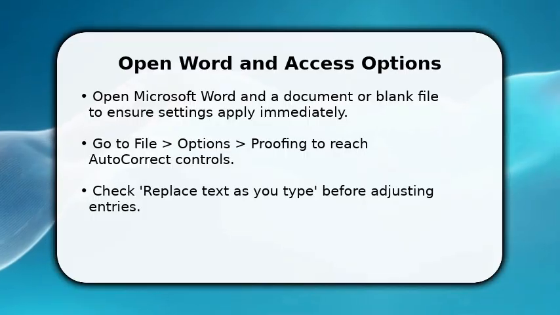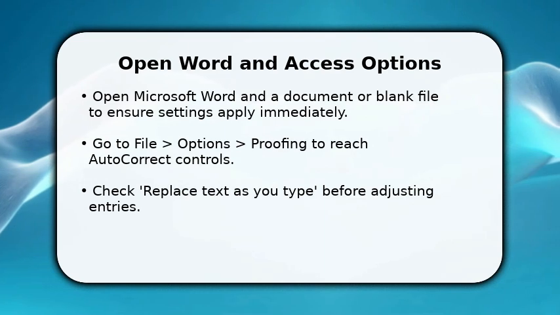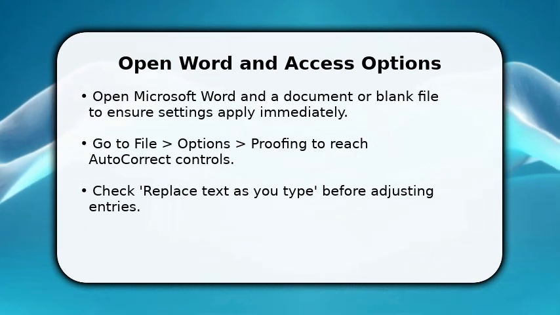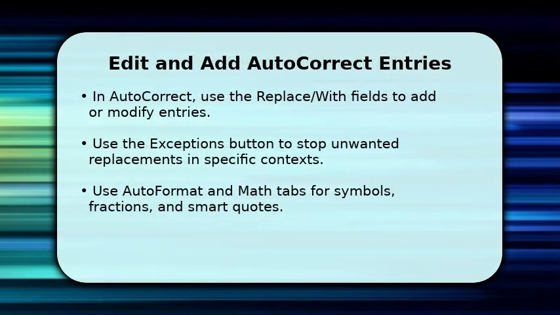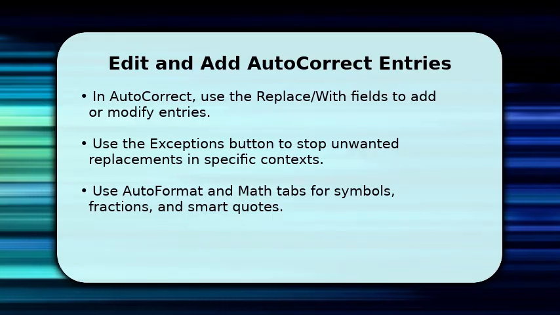Now, click the Autocorrect Options button to view existing replacements. This is the first actionable step to change or add rules that will run while you type. Once in the Autocorrect dialog, focus on the Replace and With fields. Type the shorthand or typo in Replace and the desired correction in With, then click Add.